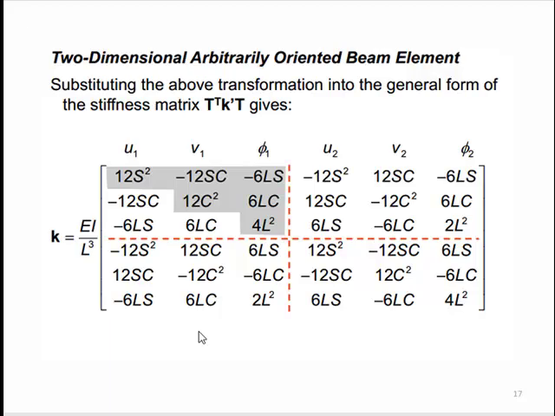The element stiffness matrix which we derived earlier for the beam element was for a beam element when the local axis and the global axis coincide with each other. However, this element stiffness matrix is in terms of the global coordinate system, or in other words, for the arbitrarily oriented beam element.